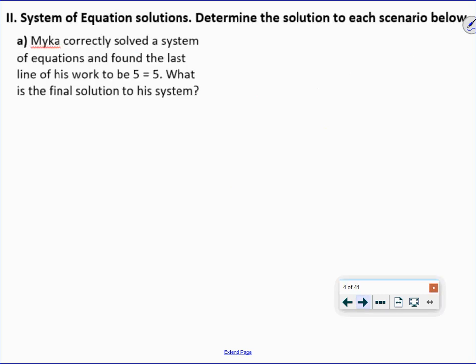Systems of equations. Determine the solution to each scenario below. Micah correctly solved a system of equations and found the last line of his work to be 5 equals 5. This is a true statement, and there's no variables, so this would be infinite solutions.